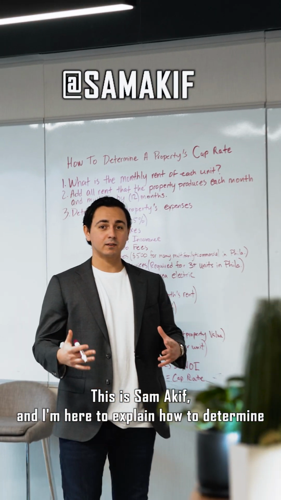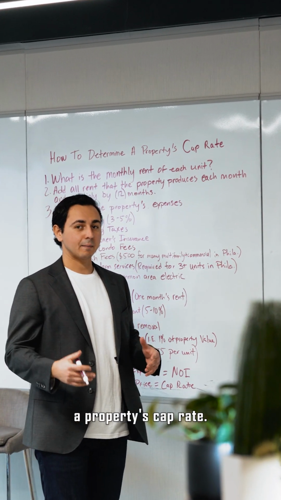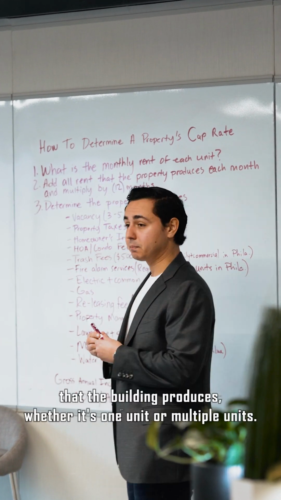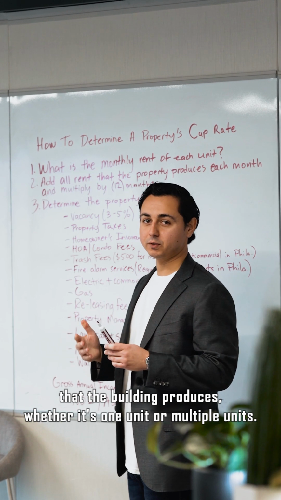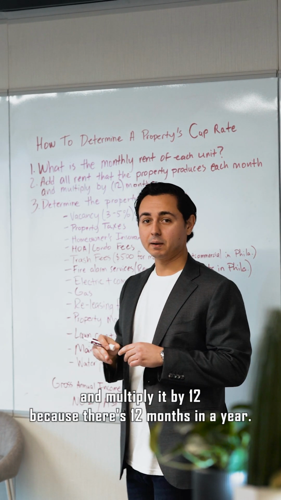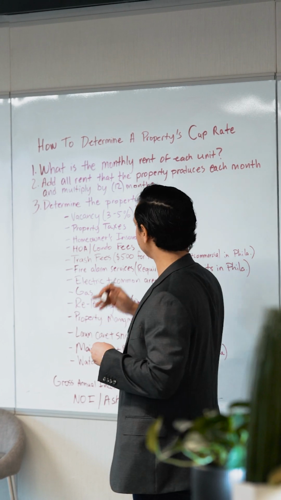This is Sam McKeef, and I'm here to explain how to determine a property's cap rate. Number one, add all of the monthly rent that the building produces, whether it's one unit or multiple units. Number two, add all of that rent up and multiply it by 12 because there's 12 months in a year.